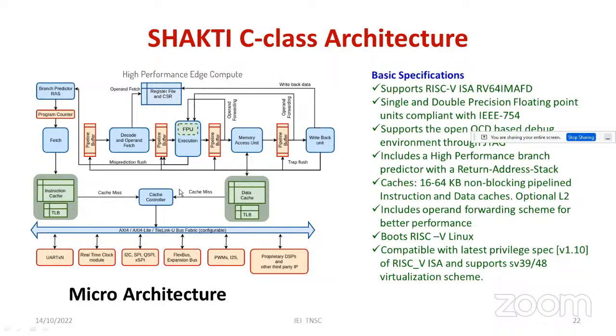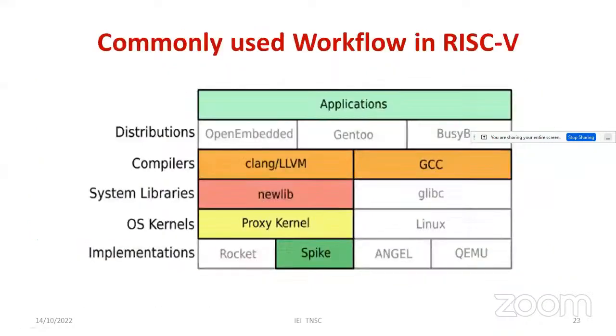Caches: it has 16 to 64 KB non-blocking pipelined instruction and data caches. The option is L2. It includes an operand forwarding scheme for better performance. Boots RISC-V Linux. Compatible with the latest privilege specification, that is version 1.10.